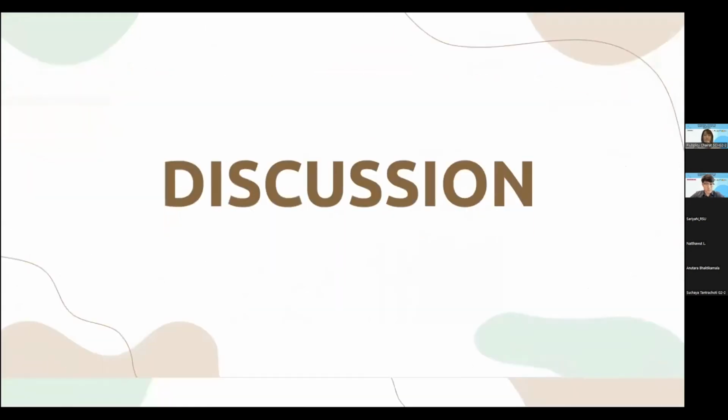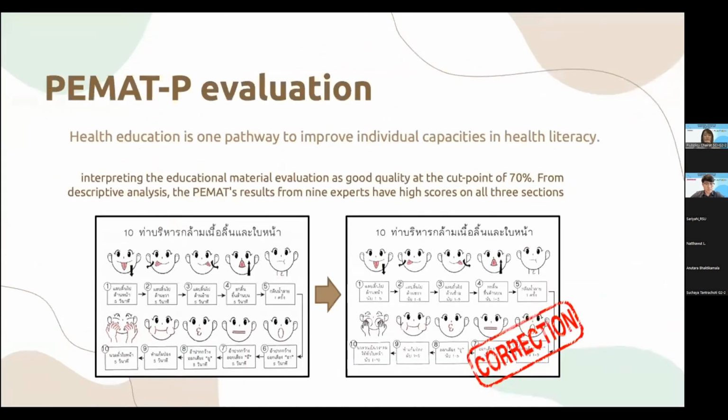Discussion. In our research, we decided to use PMAT-P as a material for assessing our diagram. Compared to other assessment tools, PMAT-P can assess both actionability and understandability. PMAT-P has a passing mark of 70%, and our research reached a score of more than 80%, which means that our diagram is easy to understand and follow.